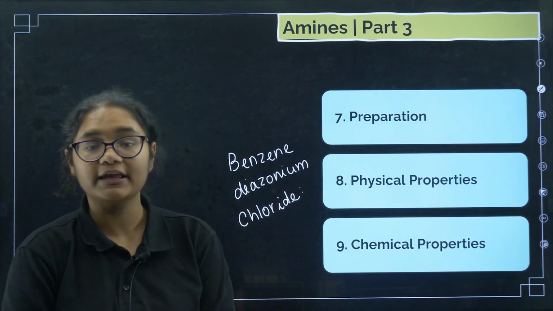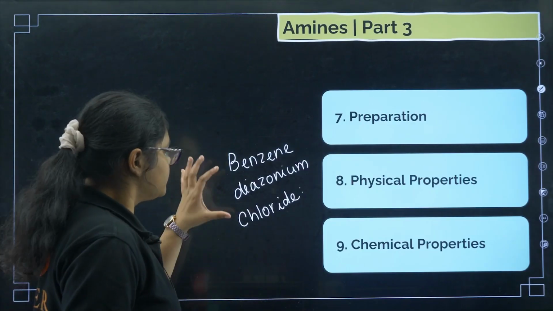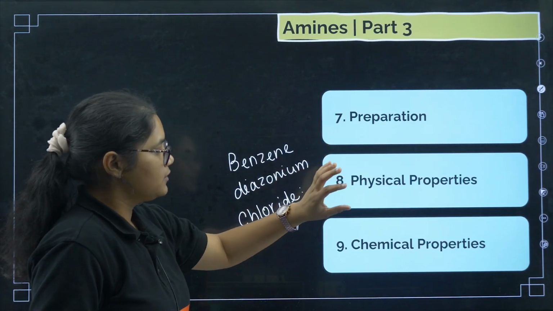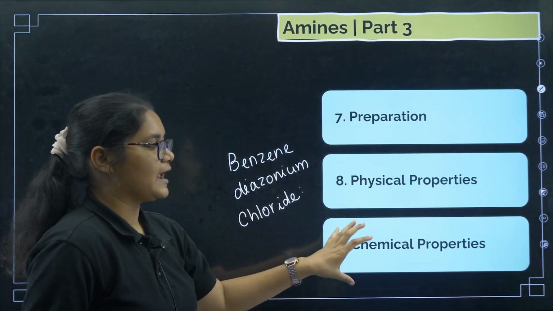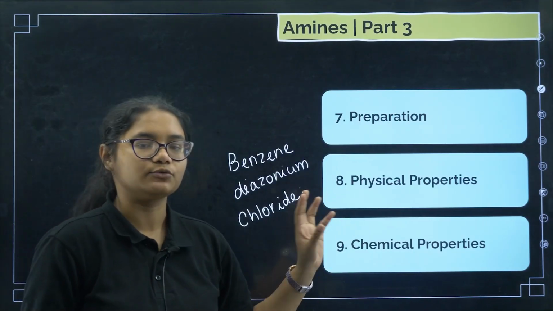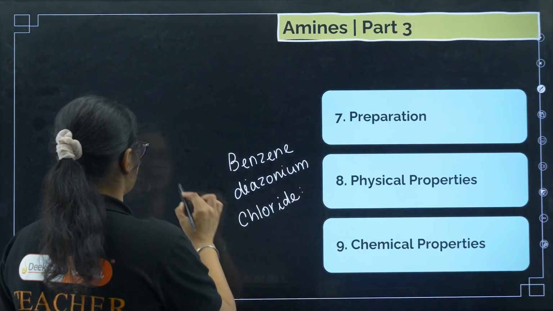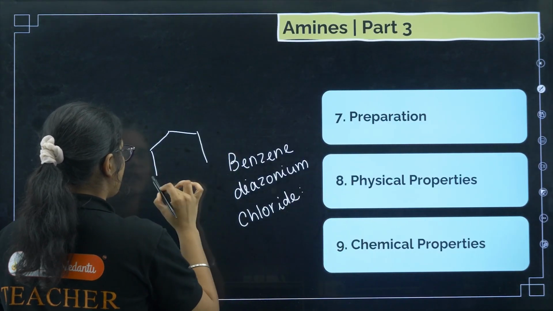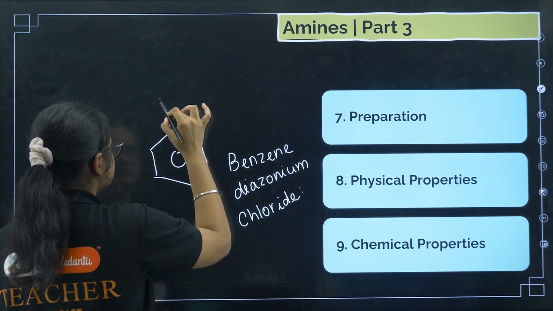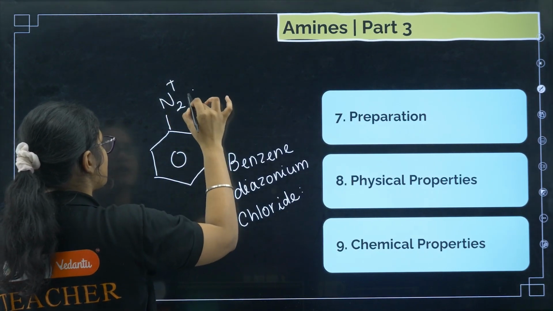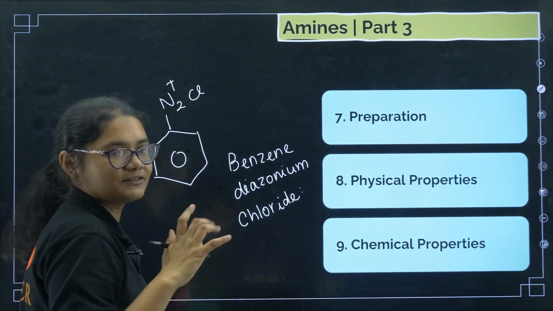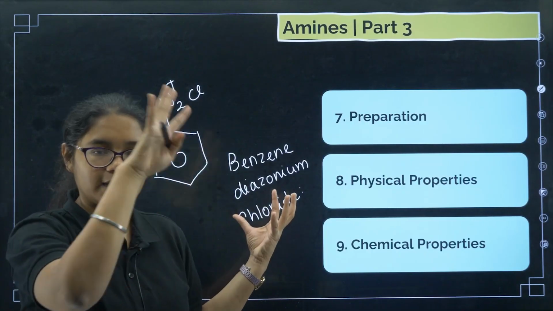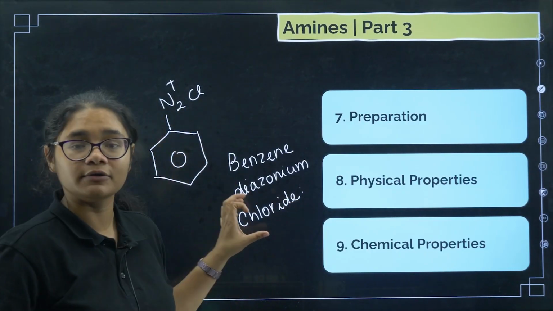Okay, benzene diazonium chloride. So we will be studying the preparation, the physical properties and the chemical properties of benzene diazonium chloride. What is this benzene diazonium chloride? The structure is like this, and you won't believe this is such a useful compound. You can prepare anything using this one. This is your Brahmastra. You can do any of the reactions if you have this particular compound.